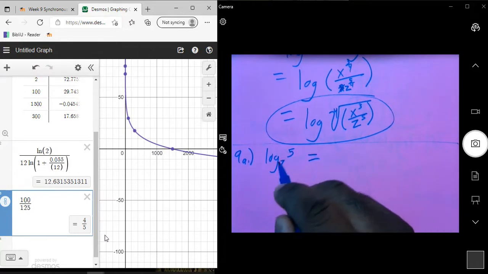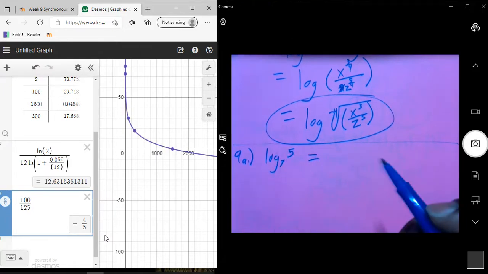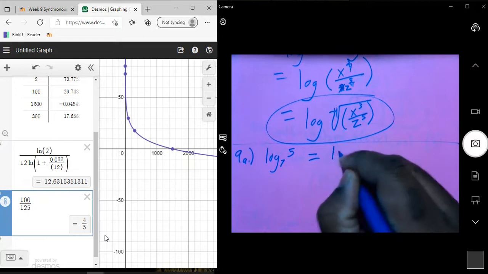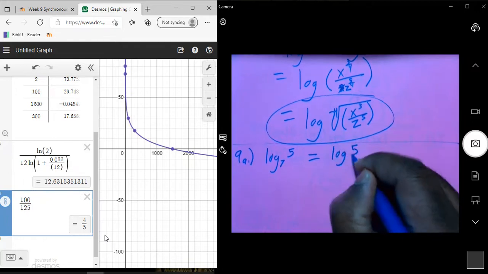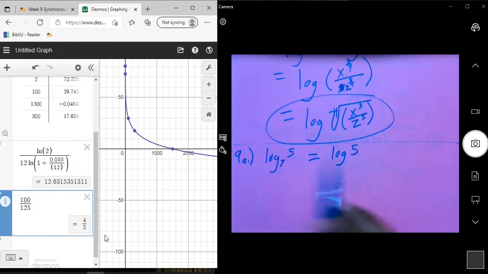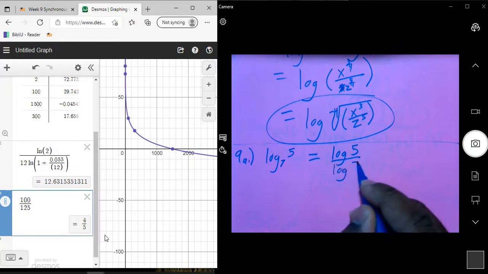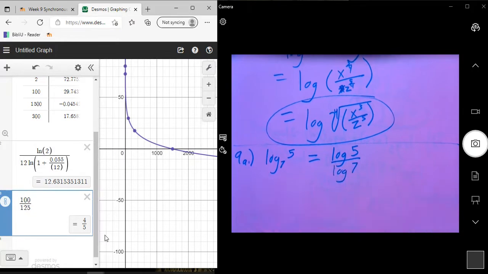To do the change of base formula, you would change these to have a base of 10. So this would become log of 5. So the argument would still be the argument, but now it has base 10. And then it'd be divided by log of 7. So instead of 7 being a base, 7 now becomes the argument. And now both of them are in base 10.